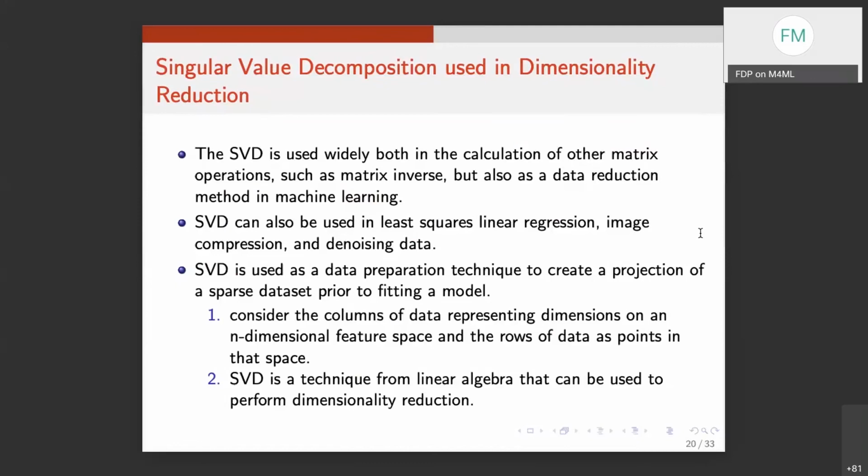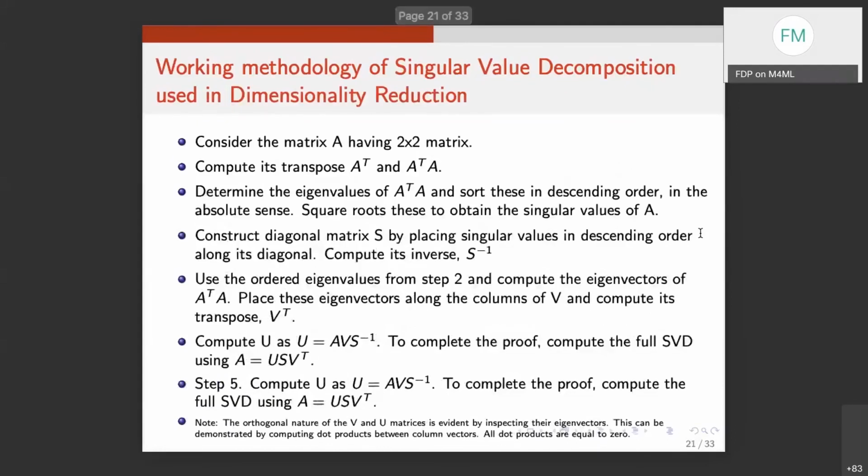So it is used as a data preparation technique to create a projection of a sparse data set prior to fitting a model, right? So if you consider data representing n-dimensional feature spaces, with rows of data as points in that space, SVD is a technique from linear algebra that can be used to reduce the dimensionality, right? So now how do we do this? What is the methodology for this?